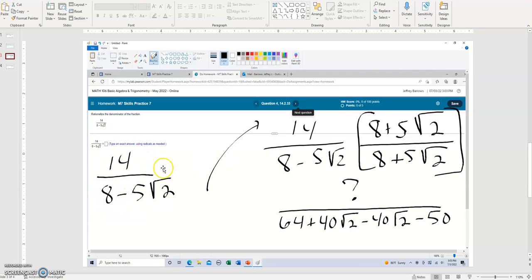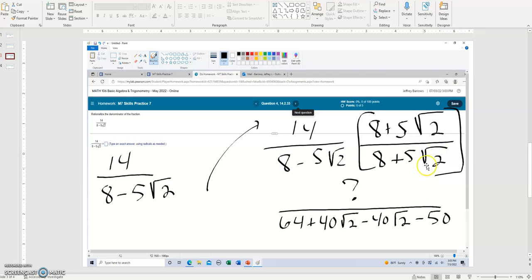So the bottom line here is, when I start here with 14 divided by 8 minus 5 times the square root of 2, I'm going to use the conjugate of 8 minus 5 times the square root of 2, which is going to be 8 plus 5 times the square root of 2. And notice I'm going to multiply both the numerator and the denominator by 8 plus 5 times the square root of 2. Obviously, 8 plus 5 times the square root of 2 over itself is equal to 1. So effectively I'm multiplying this original rational expression by 1, so I don't change the value of it.